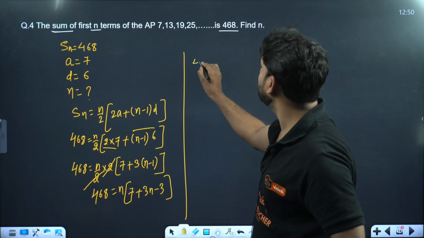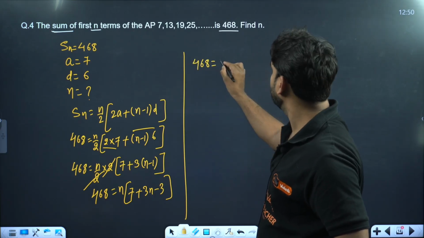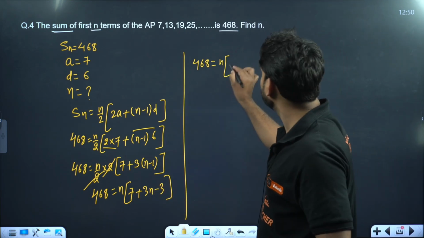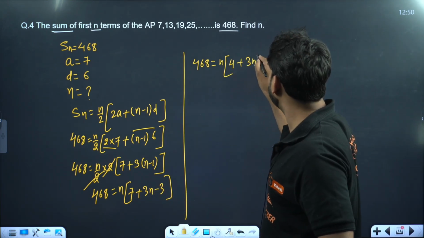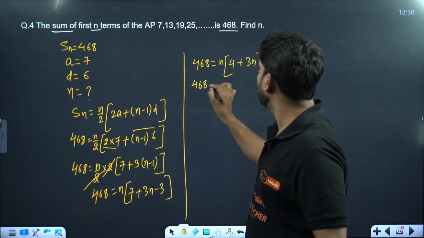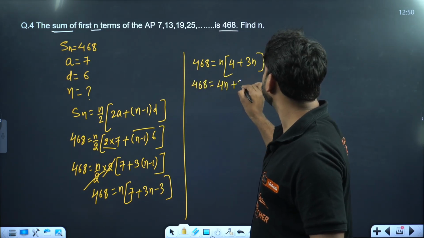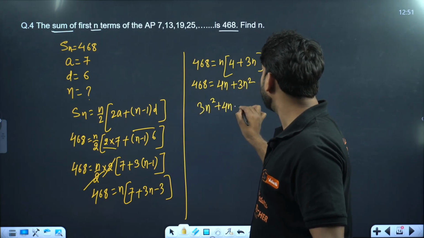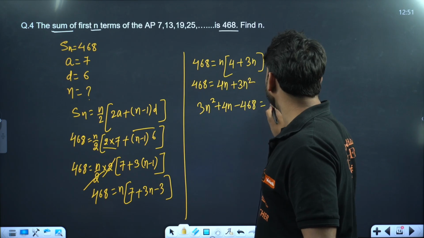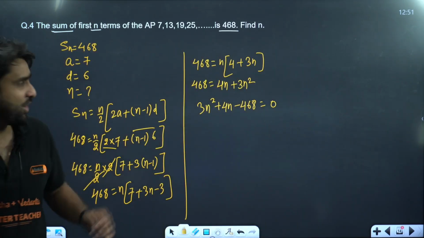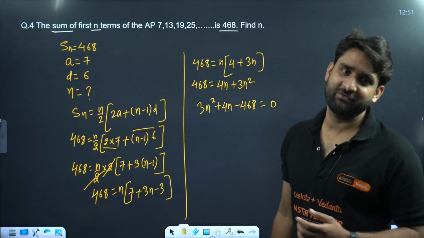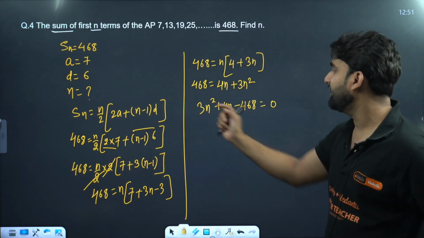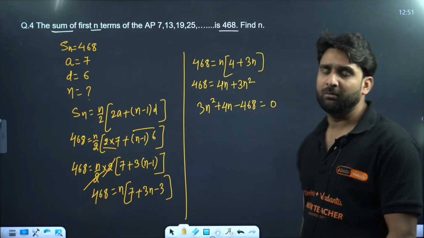Okay, so there is a little bit of mathematical calculation we have to do. So 7 minus 3, this is positive 7, this is minus 3, that will be 4. So 4 plus 3n. So open the bracket, and we get a quadratic equation, 4n plus 3n square. So the quadratic equation will look like 3n square plus 4n minus 468 is equal to 0. This is the quadratic equation we have. Now we have to solve this quadratic equation, everyone. To solve it, we can take LCM, first multiply 468 into 3, or we can use the quadratic formula also.